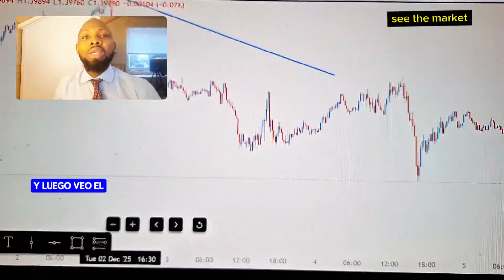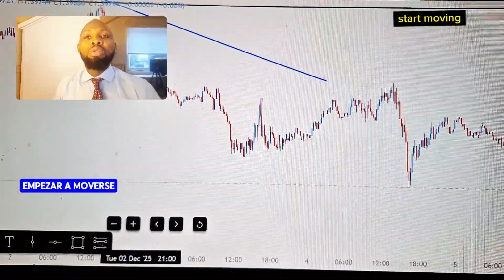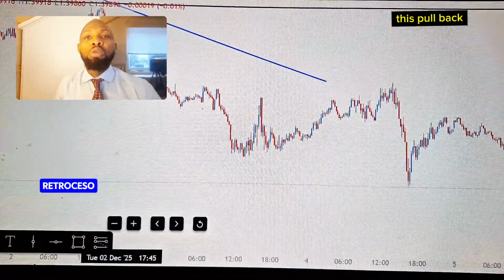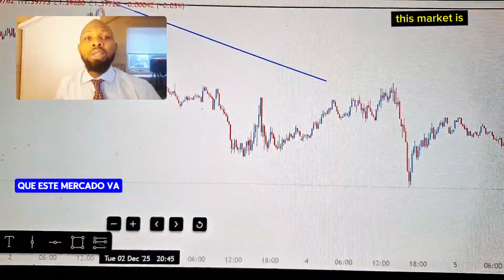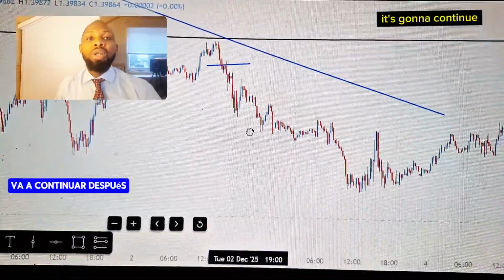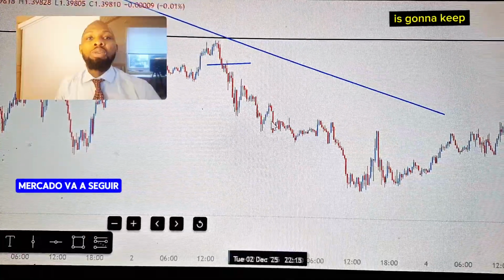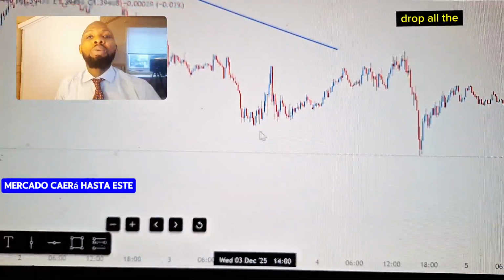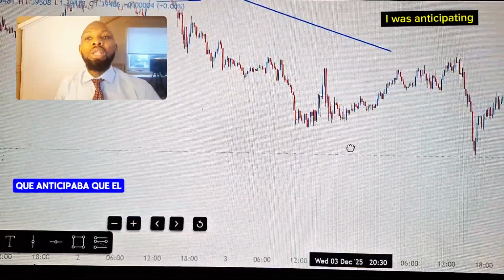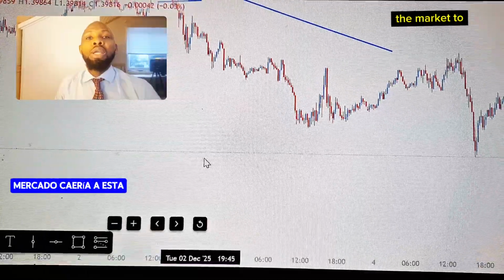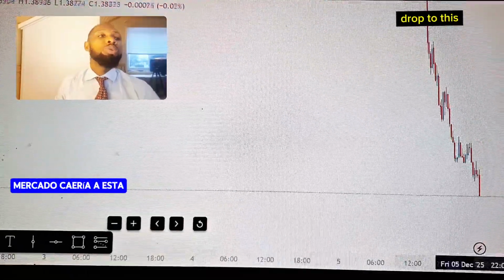And then I see the market start moving back. After this pullback, that is where I knew that this market is going to continue. This is where I knew that the market is going to keep dropping. So the market dropped all the way to this level. So I was anticipating the market to drop to this zone here.